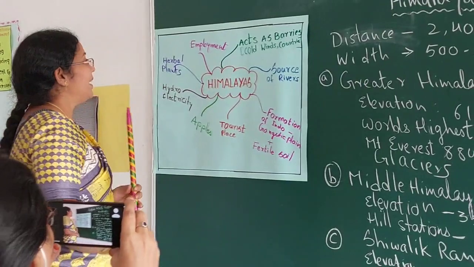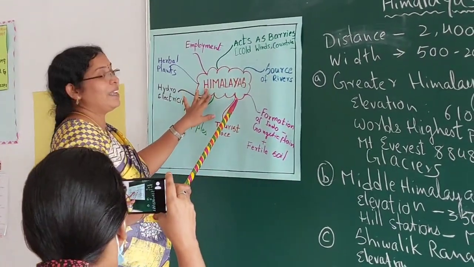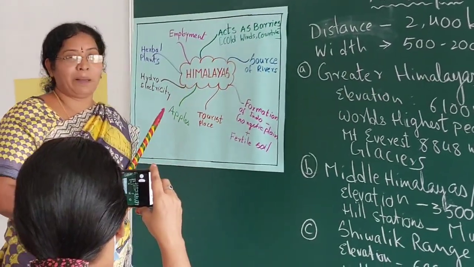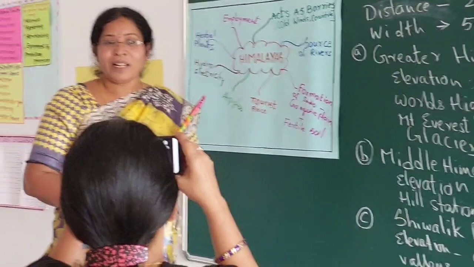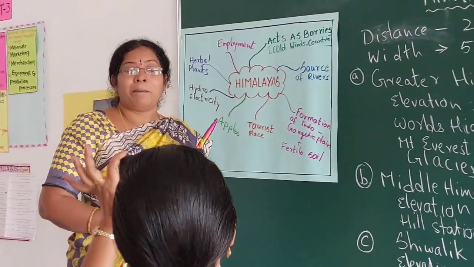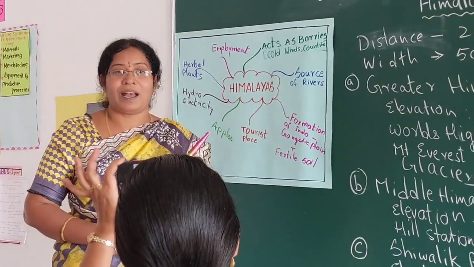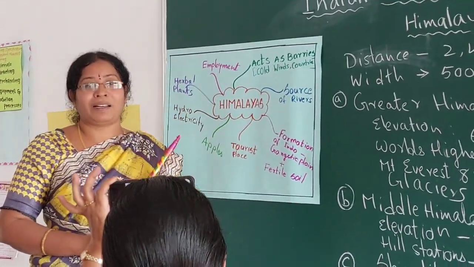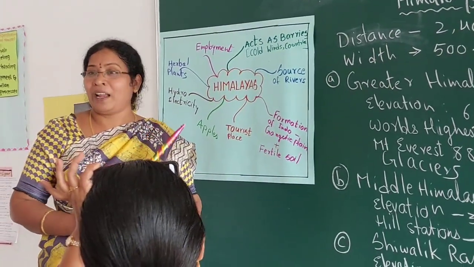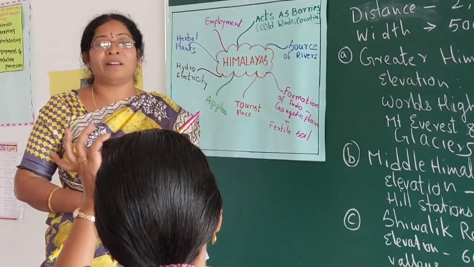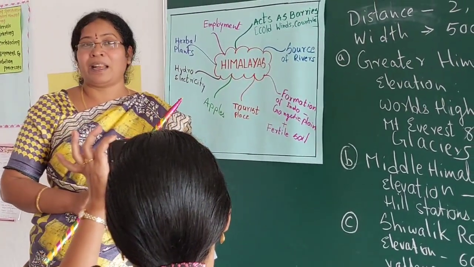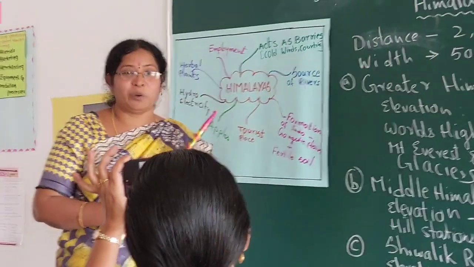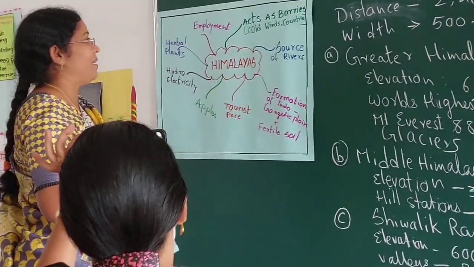Sir started: these Himalayas act as a barrier, protecting us from the cold winds from Siberia. Every year winds from Siberia come, but the height of the Himalayas is so high that they protect us, and these winds do not enter our country. If these winds had entered our country, every year thousands of people in North India might have died due to the severe cold, and our blood might have become like ice cubes. That is the cold of the Siberian winds.